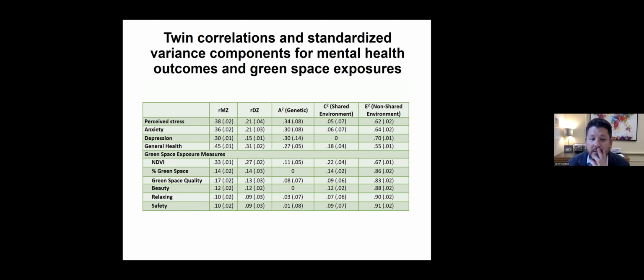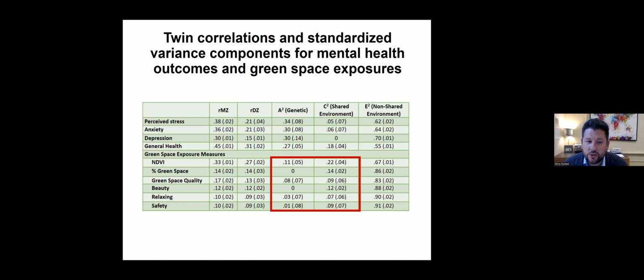We then looked at the twin correlations and this standardized variance component for our mental health outcomes. So this is trying to decompose the variation between the genetic component, the shared environment, so this is the early life shared environment component, versus the non-shared environment component. And so for our mental health and general health outcomes, we see that around 30% is genetic, a much smaller shared environment component, a shared early life component.